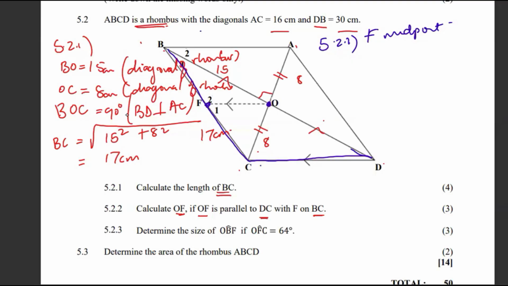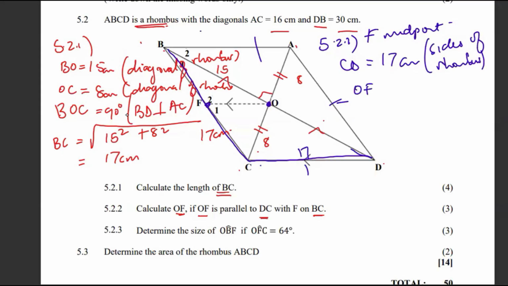So CD is going to be 17 centimeters because we know that with the rhombus, all the sides are equal. We can say sides of the rhombus. And if this is 17, then we're going to say that our OF must be a half of 17. Reason is the midpoint theorem. So half of 17 should be 8.5, or just tell us 17 over 2. There is no problem with that.